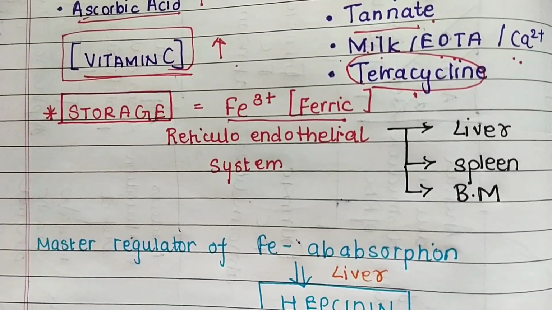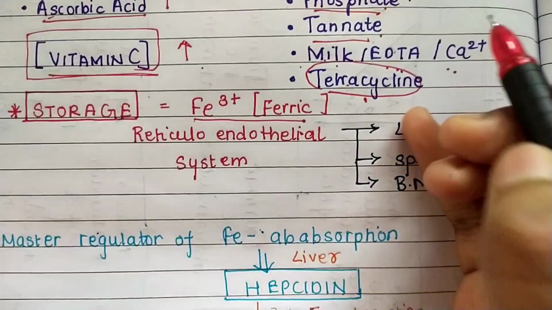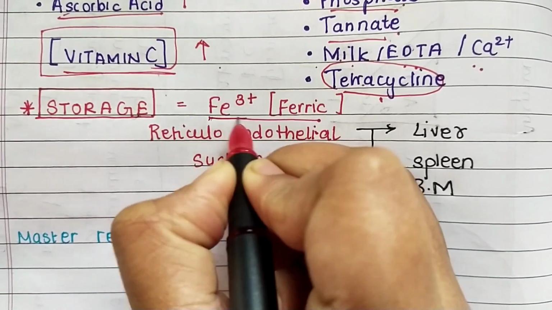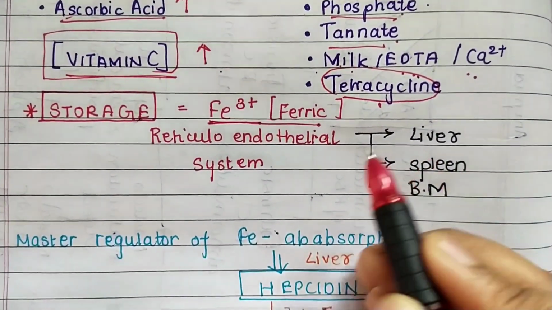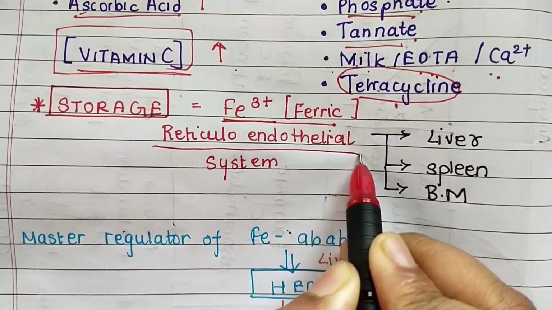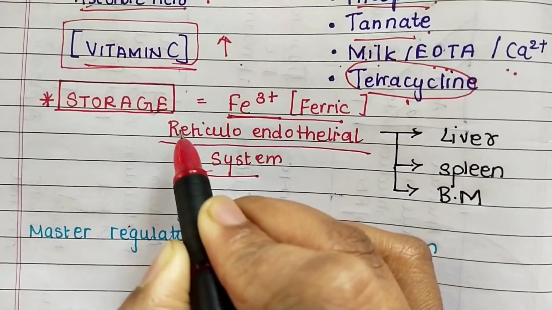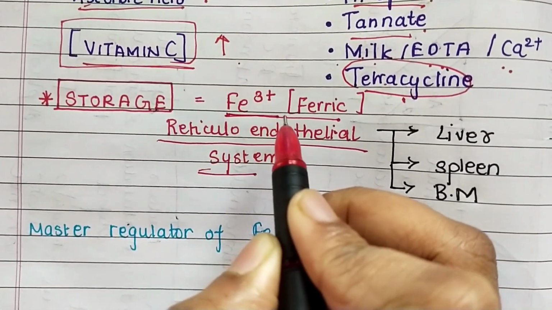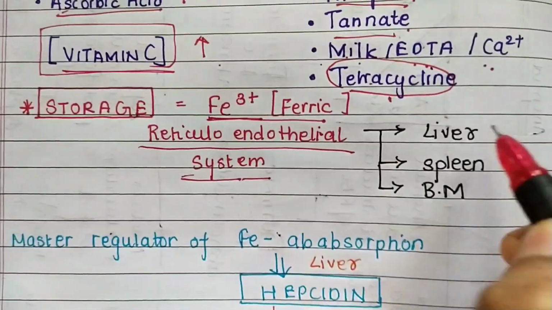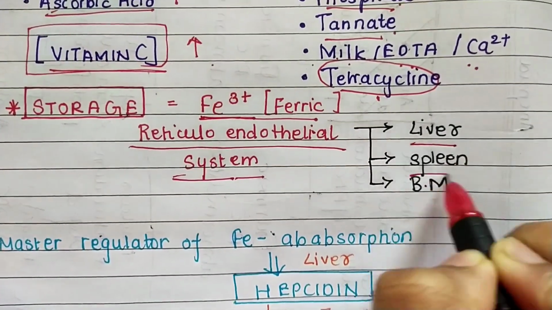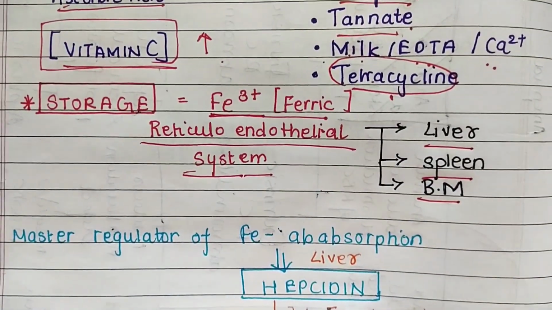What is the storage form of iron? So the storage form of iron is the ferric state. So the iron is stored in the ferric form in the reticuloendothelial system. You should note that iron is stored in the ferric form in the reticuloendothelial system, which is the liver, the spleen, the bone marrow.